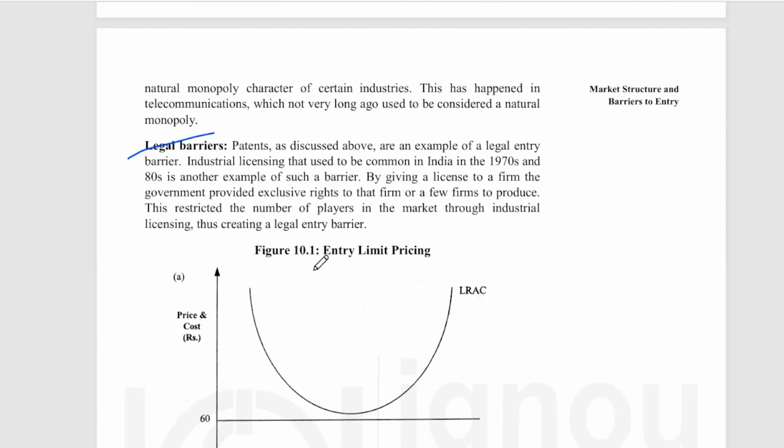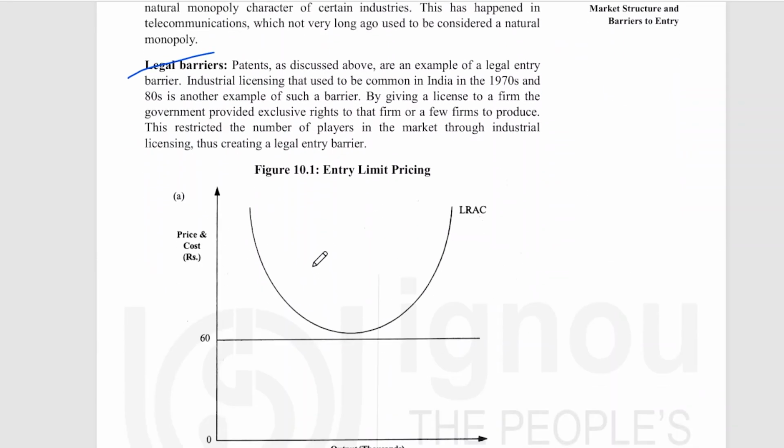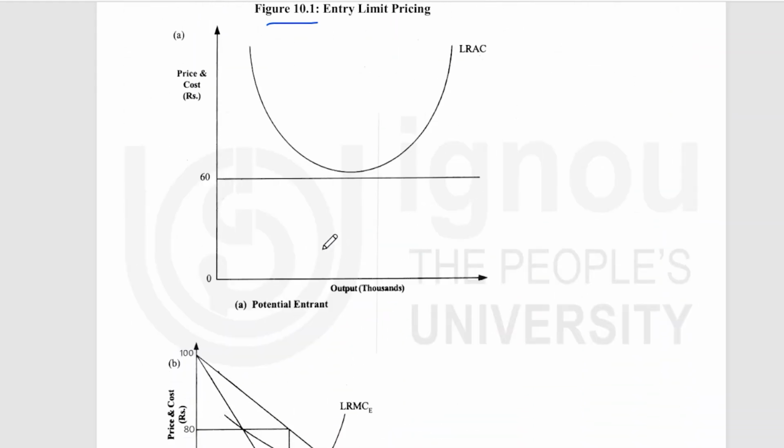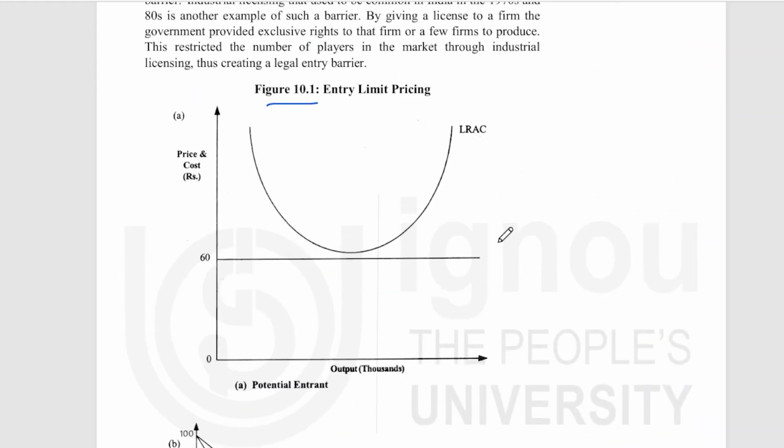Next is legal barriers. Patents, as discussed above, are an example of a legal entry barrier, and industrial licensing that used to be common in India in the 1970s and 80s is another example of such a barrier. So here is figure 10.1, that is entry limit pricing, and here is one more. These are the entry limit pricing figures.